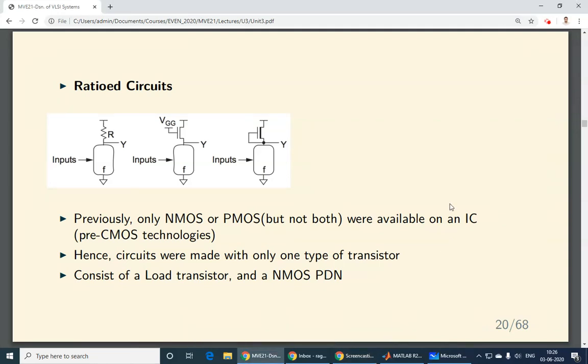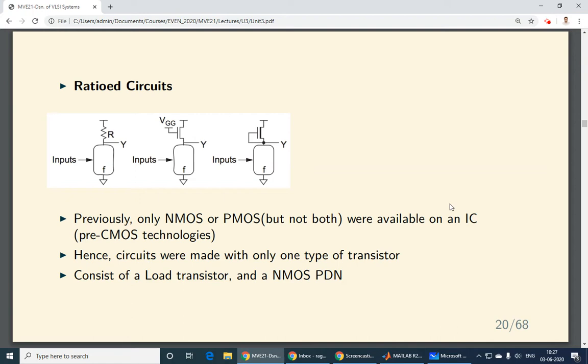Okay, so we looked briefly at some methods to change the logical effort of gates, and those were still static CMOS gates, sometimes special cases like skewed gates, etc. The next family is called ratioed circuits, and we are going to look at one particular type of ratioed circuit. So before we go into this, just a little bit of history.